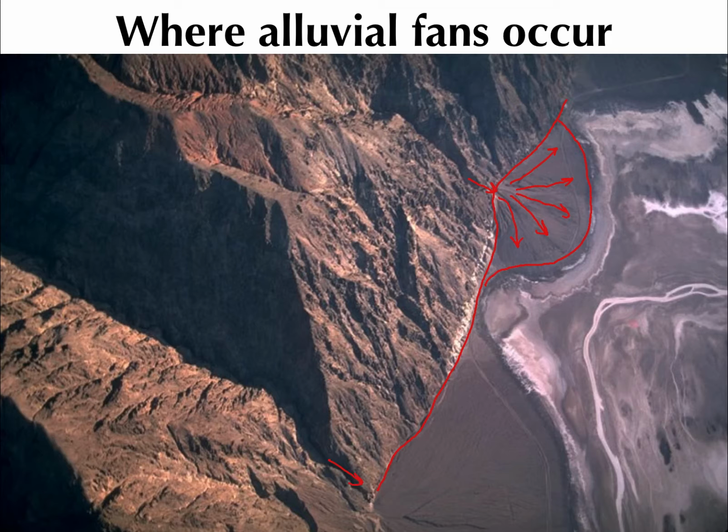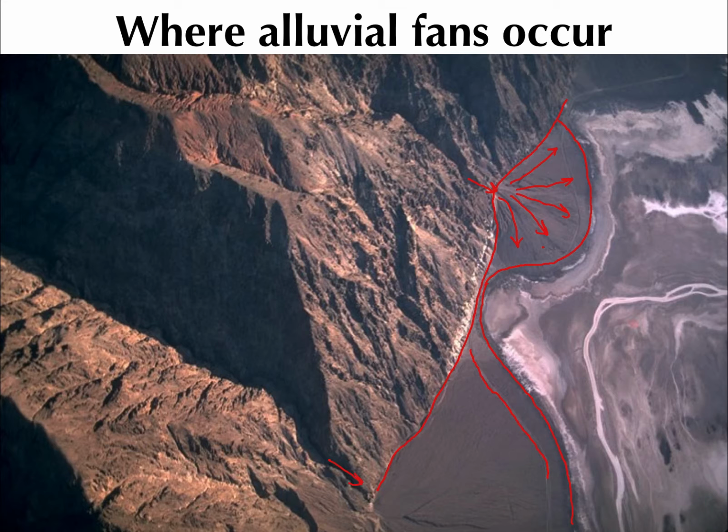The alluvial fans that occur on this side of Death Valley next to that fault are relatively small because the drainage basins that feed them are relatively small. And just to give you a sense of what I mean by small, this is a road here for scale. So we've got one small fan here and a much larger fan here.